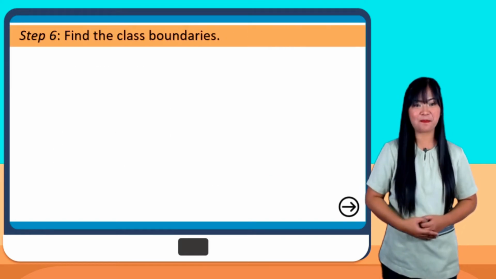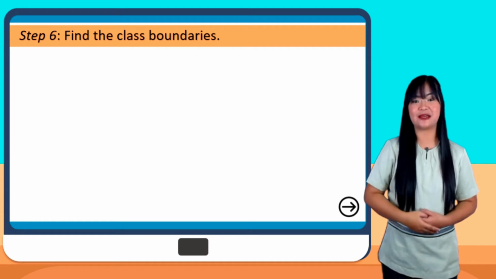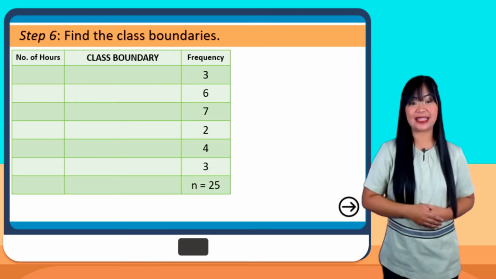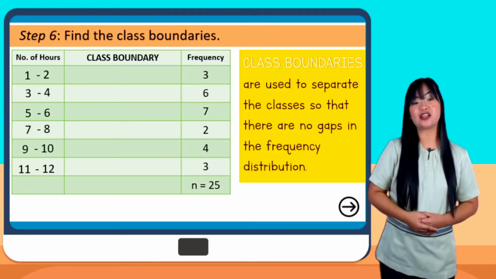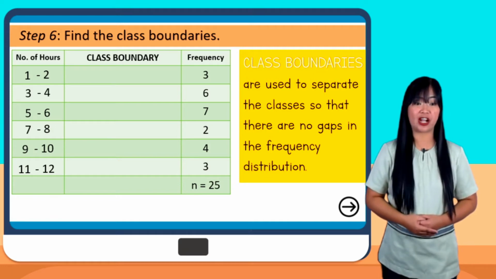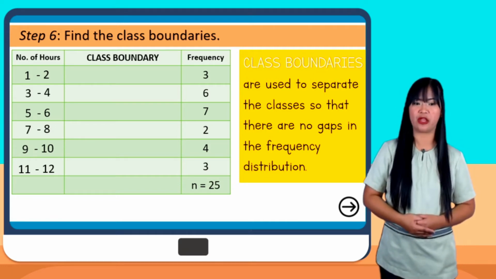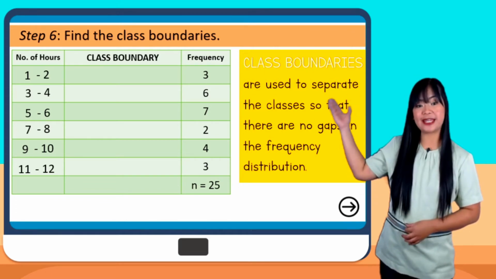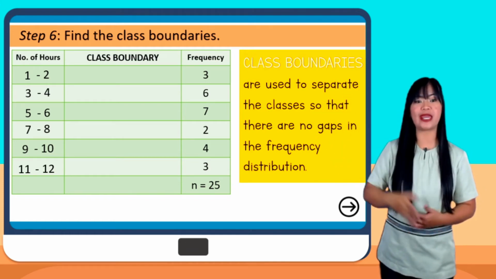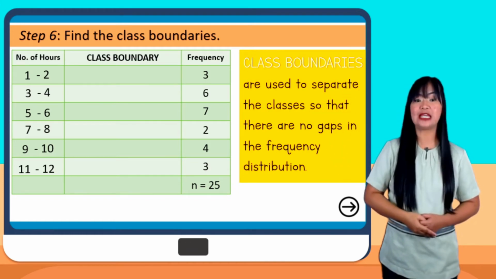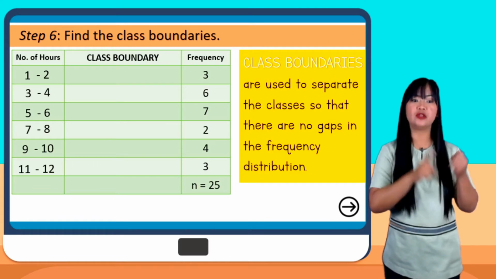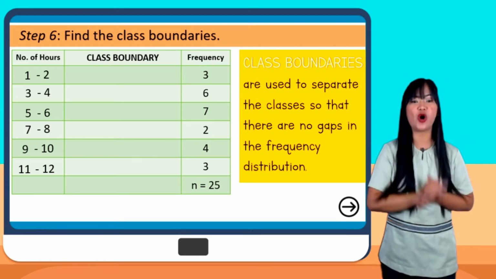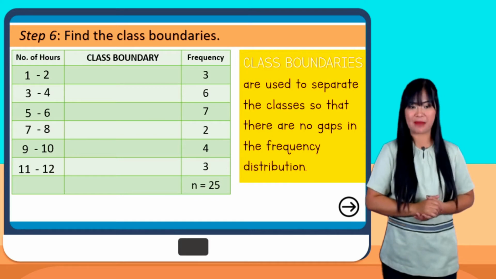Finally, for the last step, step 6, we will find the class boundaries. Given the group frequency table that we made, how can we find the class boundaries? Class boundaries are used to separate the classes so that there are no gaps in the frequency distribution. What do we mean by these gaps? For example, between the first and second group, 1 to 2 and 3 to 4, there are still numbers between 2 and 3, like 2.1, 2.2, and so on. So we are going to make sure that there are no gaps between groups using class boundaries.